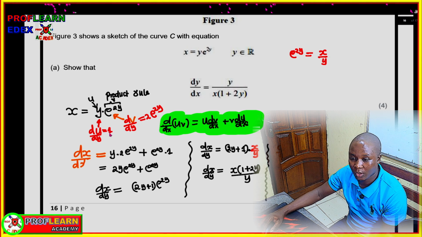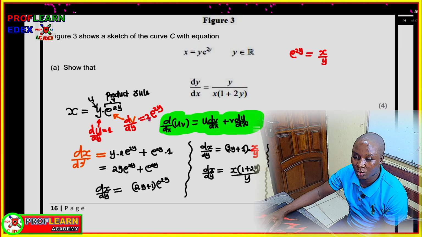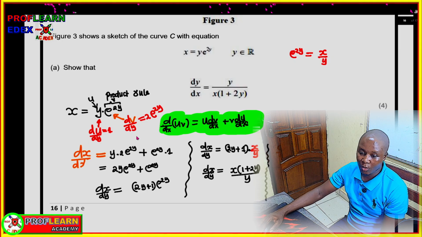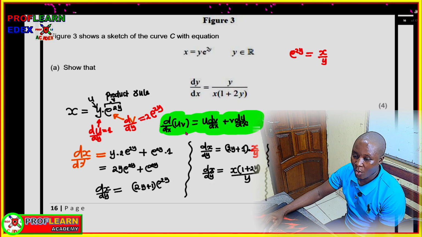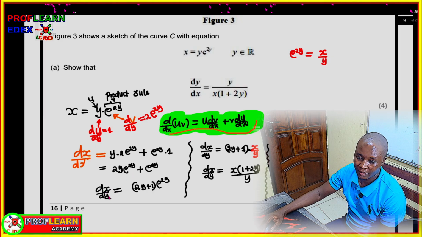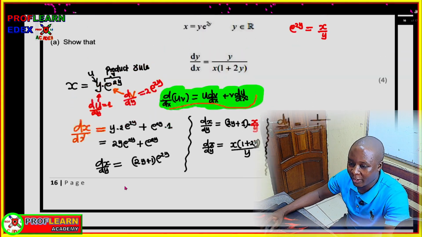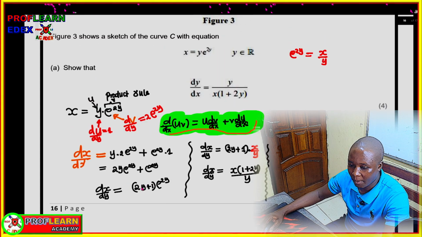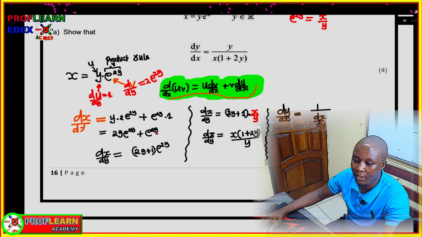Differentiating y, you get 1. Differentiating e to the 2y is going to be 2e to the 2y, because you differentiate the power, you get 2, you multiply it to the function the way it is, so you get 2e to the 2y. Then once you've done that, we are going to substitute it into this part of the formula, and our dx/dy is going to be 2y plus 1 e to the 2y. Because if you factor e to the 2y out, basically that's what you're going to have.